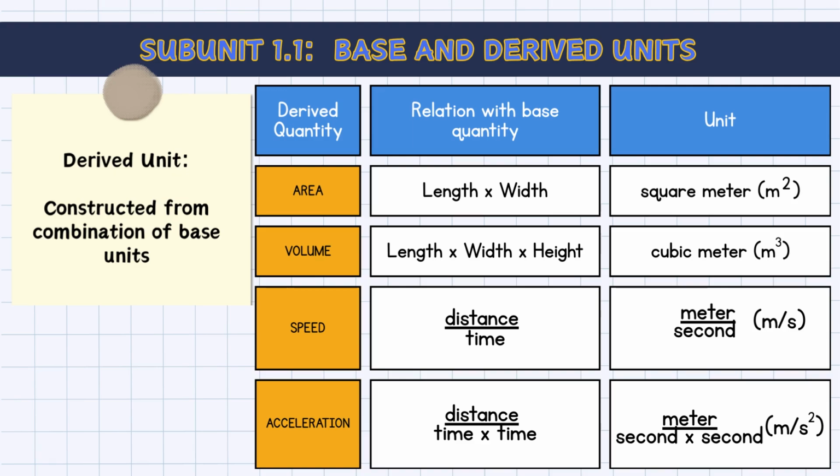Now for derived units. These are combinations of base units. For example, area equals length times width, measured in meters squared. Volume equals length times width times height, measured in meters cubed. Speed equals distance divided by time. Unit is meters per second. Acceleration equals distance divided by time squared. Unit is meters per second squared. See how powerful base units are? You can build complex ideas from simple measurements.